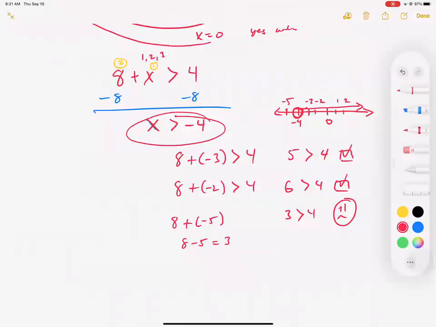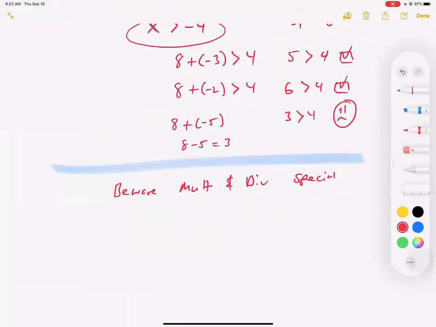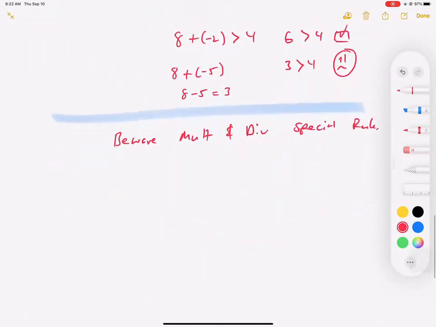Okay, let's see some examples from multiplication and division. Now there is a rule for multiplication and division. So beware, for multiplication and division, there's a special rule. Okay? I want to demonstrate the rule, and then we'll describe what that rule is. Let's just do the problem first, an easy version, and then a rule breaker. Okay, 3x is less than 12.